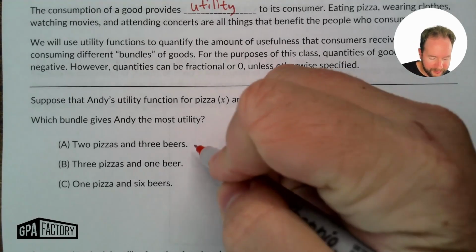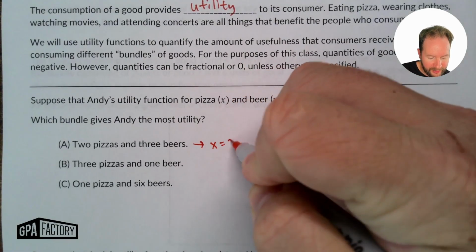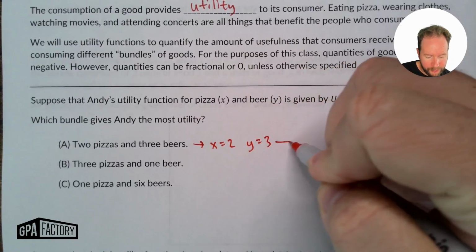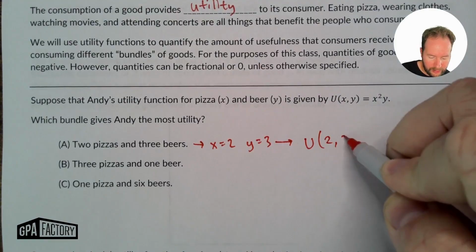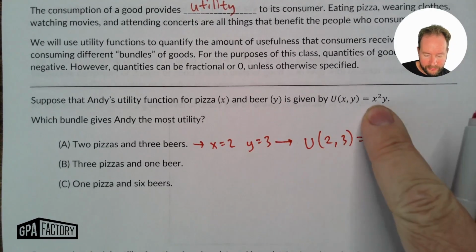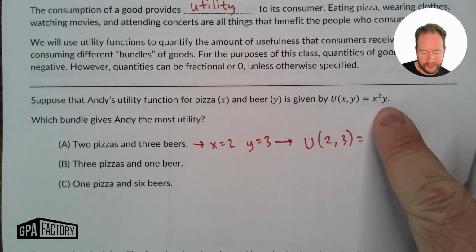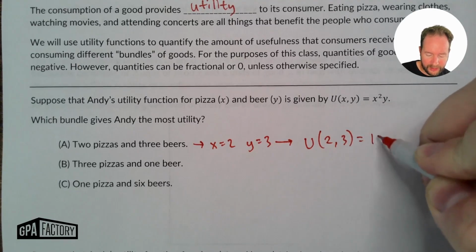So this says 2 pizzas and 3 beers. That's another way of saying x equals 2, y equals 3. So I'm going to evaluate my utility function at that coordinate, 2, 3. Plugging in 2 here gives me 2 squared is 4. Plugging in 3 here is 3 times the 4 that we got, which is going to be 12.